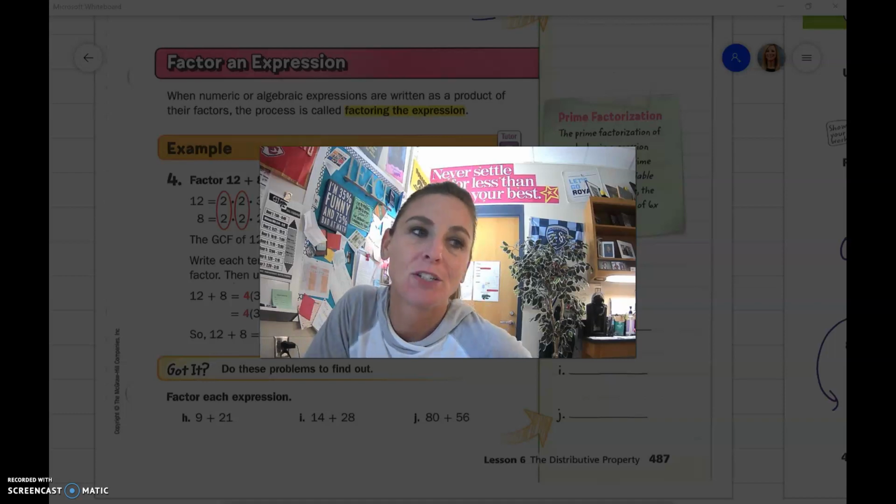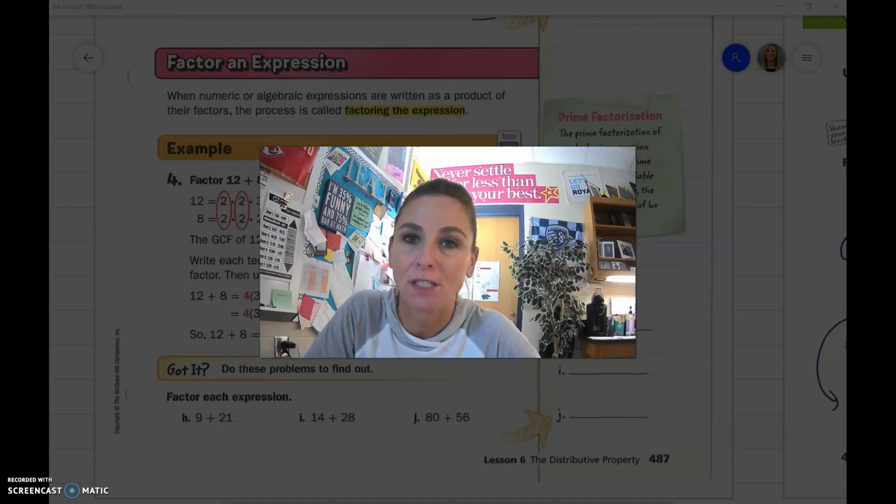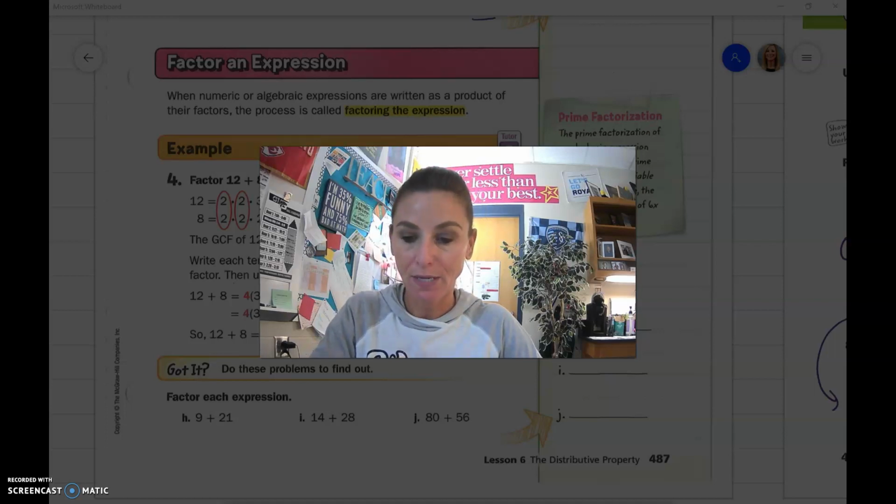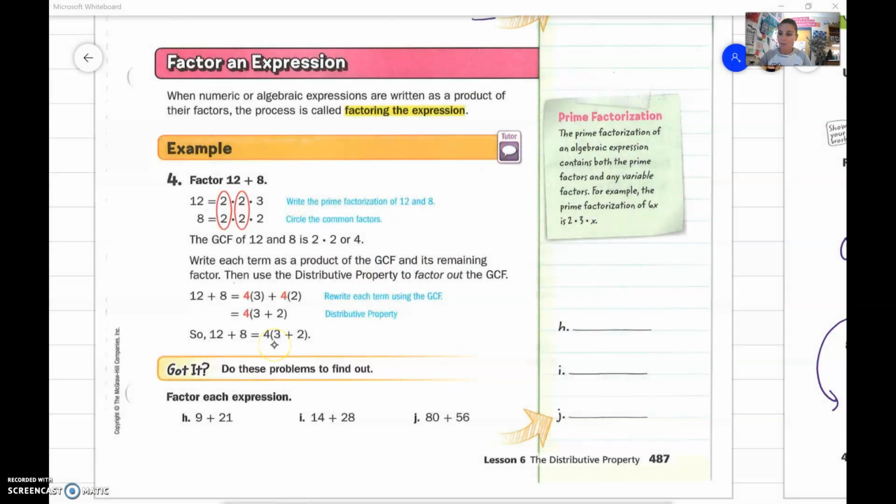Okay, here we are, mathematicians, taking a look at how to factor an expression. This is Chapter 6, Lesson 6, Part 2. Your book needs to be open to page 487 as we get started. I'm going to move this up here, and we're going to go ahead and get moving, taking a look at factoring an expression.